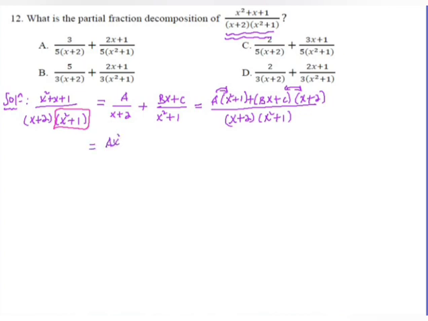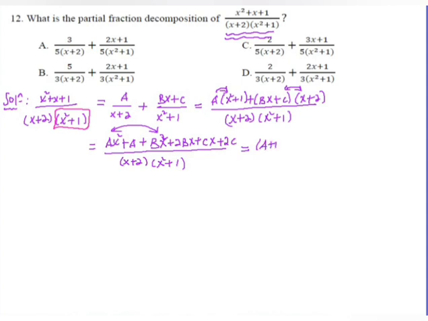So ax squared plus a plus bx squared plus 2bx plus cx plus 2c over x plus 2 times x squared plus 1. Again, you can rewrite this by collecting like terms. You can collect like terms and factor out.